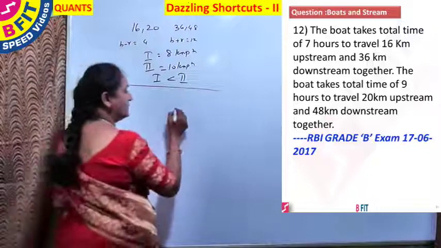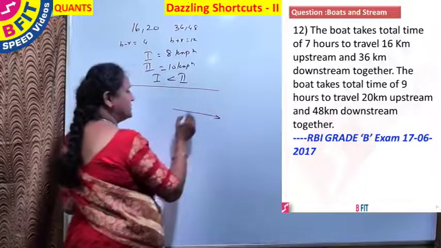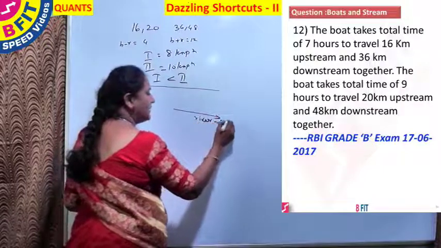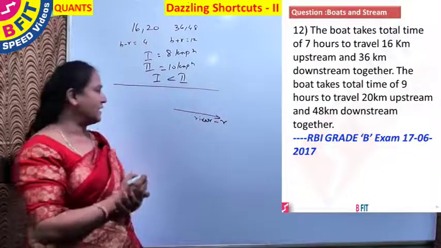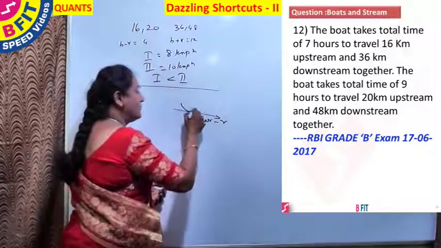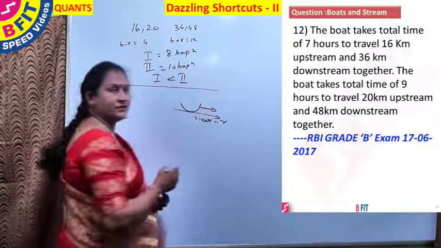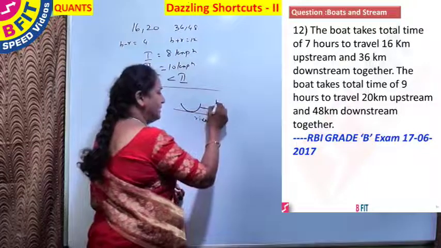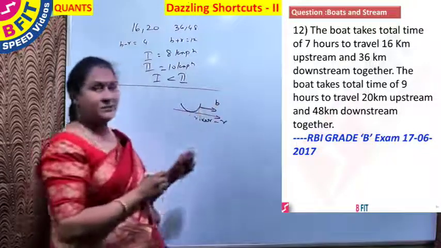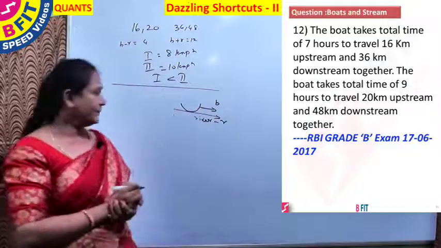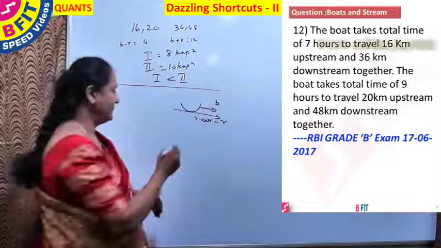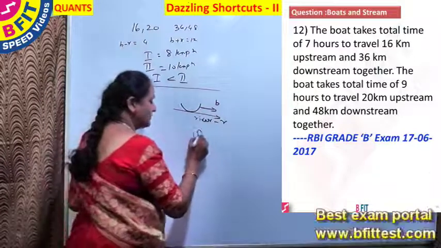Suppose the river flows in this direction. We'll take the speed of the river as r km per hour. And if the boat is also moving in the same direction, the boat is moving with speed b, where speed b is the speed of the boat in still water. Now when both the boat and the river are moving in the same direction, it is called downstream.